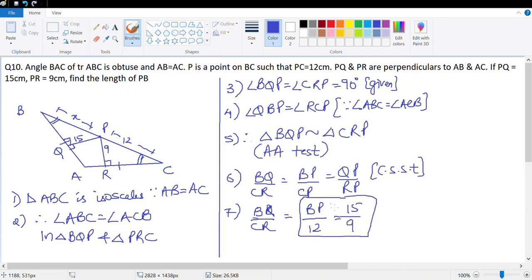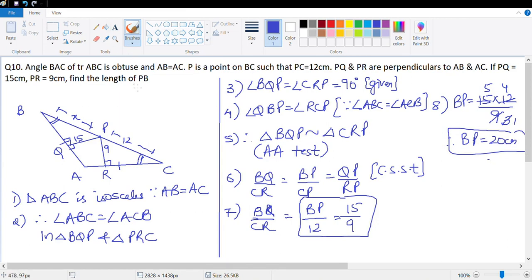Point number 8, BP is equal to 15 into 12 upon 9. That's 3 into 3, 3 into 4, 3 into 1, 3 into 5. Therefore, BP is equal to 5 into 4. That's 20 centimeter. Right, perfect. That was the question: find the length of BP, which is 20 centimeter. Good. Let's look at the next question.